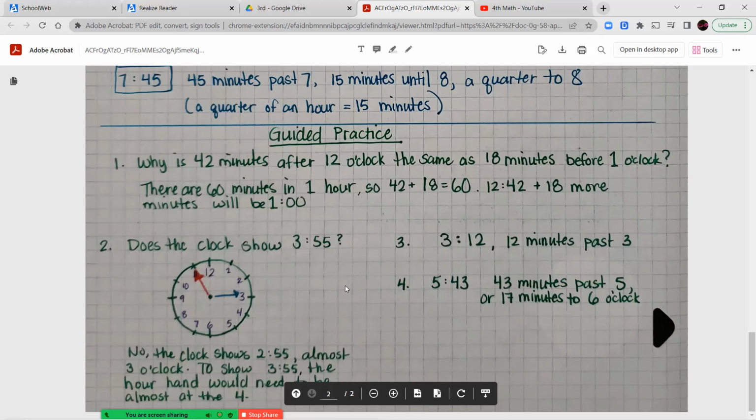For number 3, we can name the time as 3:12 or 12 minutes past 3. For number 4, we can name this time as 43 minutes past 5 or 17 minutes until 6, because 43 plus 17 will give me the 60 minutes to make that full hour.